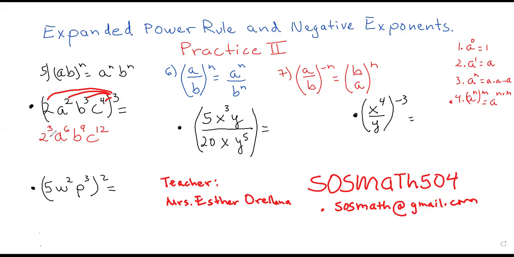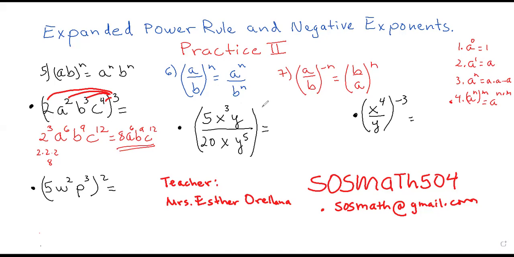Let's simplify this. If I have 2 to the third, I have 2 times 2 times 2, that is 8. So I'm going to write here as the final answer 8, A to the 6, B to the 9, C to the 12. There you go. In the next one, we have a fraction with an exponent.